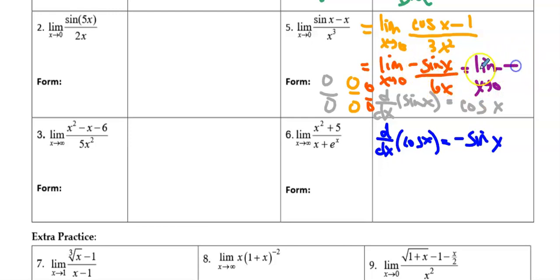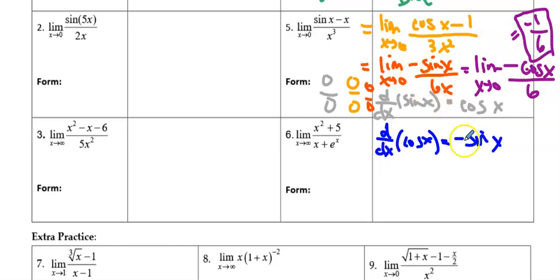So we still have our negative. The derivative of sine is cosine, so we're going to put cosine in right here. And then the derivative of 6x is just 6. Well, now once we plug in 0 to the top, we're going to get 1, right? Cosine of 0 is 1. Well, we have a negative 1 on the top, and then we have a 6 on the bottom.